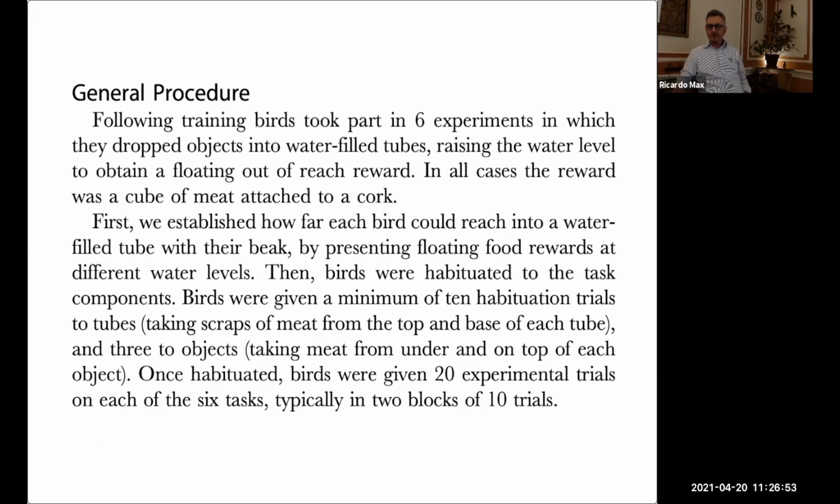So the general procedure, they only habituated the crows to what you'll see soon. So water-filled tubes and a cube of meat and the other objects that you'll see soon, they were only habituated, they were not trained. They were given 20 trials. There were 6 tasks, 20 trials each. Okay.